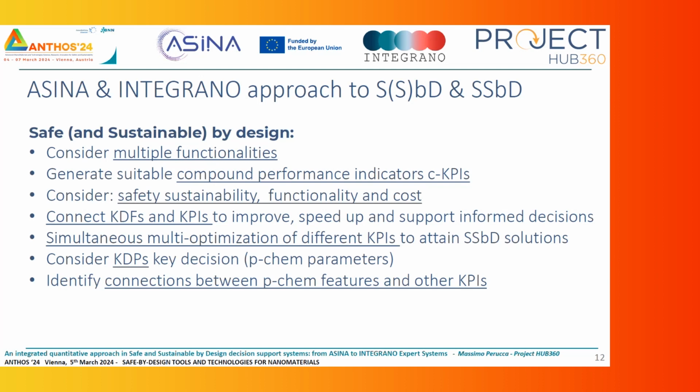Okay, what is the Azina and Integrano perspective? It is to consider multiple functionalities. We have two bacteria strains tested in this case to generate compound performance indicators, which will be very helpful to compress the dimensionality of the multiple space dimensions. Consider safety, sustainability, functionality, and cost all together simultaneously. And connect the KDFs and the KPIs, as I showed you before. Provide simultaneous multi-optimization. And consider also the physicochemical properties of the addressed, synthesized nanoforms, which will imply specific KPI values in terms of toxicity, in terms of cost, in terms of all the performance that we are addressing, and then identify the connections among them.